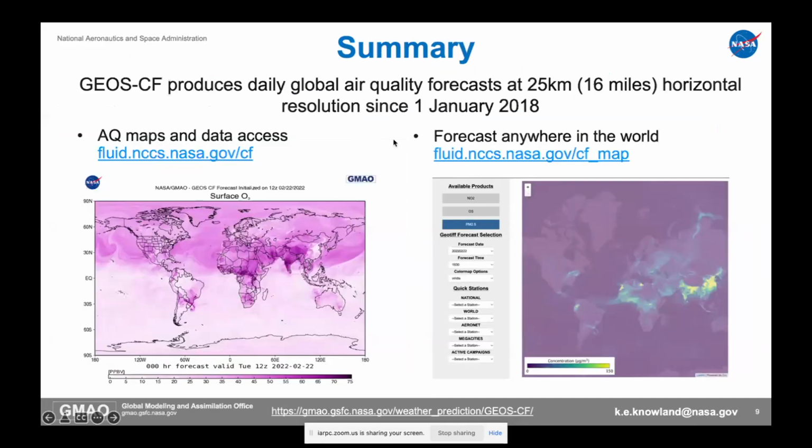And so just in quick summary, because I want to really give time to Pam and Matt with the science talks, we have composition forecasts available to the public globally since January 1st of 2018. We're currently updating the system, so look forward to that probably later this year, but you can access information either from the CF or the CF_map if you're interested.